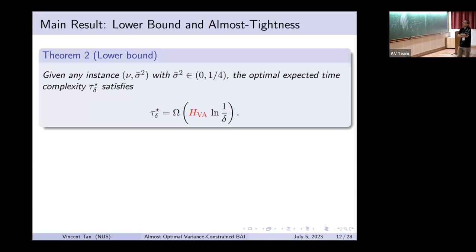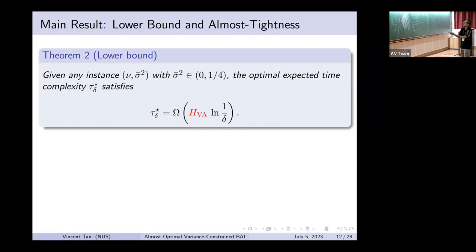So here's the lower bound. We want to understand how good this is. Given any particular instance with sigma bar squared between 0 and 1/4, this comes back to your question. What sort of distributions do we care about? Why do we have this condition here? Because we assume that the distributions that we care about are bounded, and so have bounded support. So this permissible upper bound only makes sense if it is bounded.